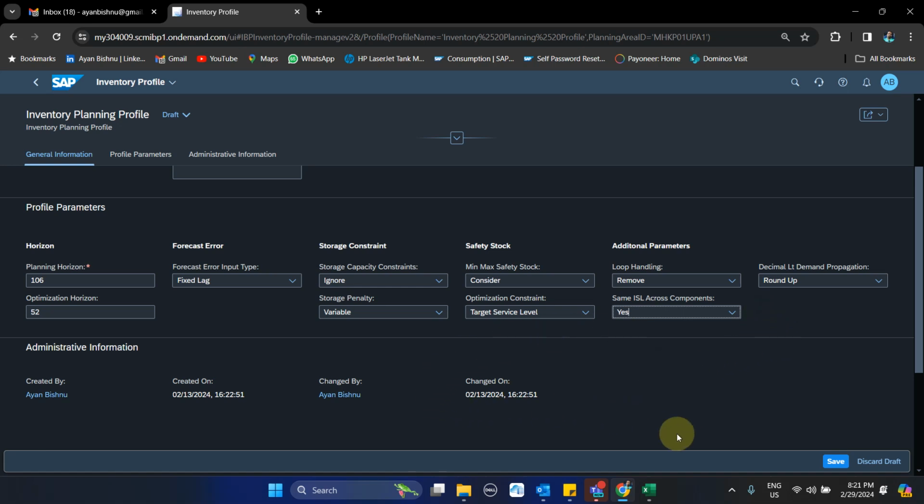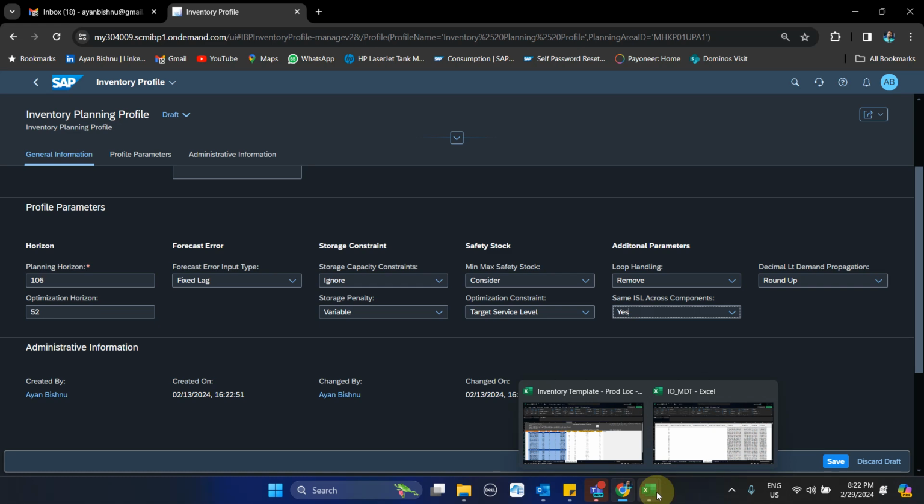So these are the primary parameters that we can give in the inventory optimization planning profile so as to control the behavior of how the IO runs. Once that is done, we are done with the inventory optimization planning profile. Now it's time to take an IO run. Before we take an IO run, there are a few things that we need to understand.